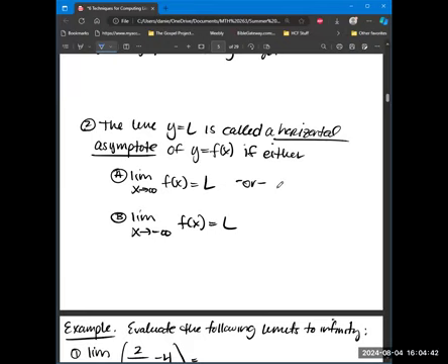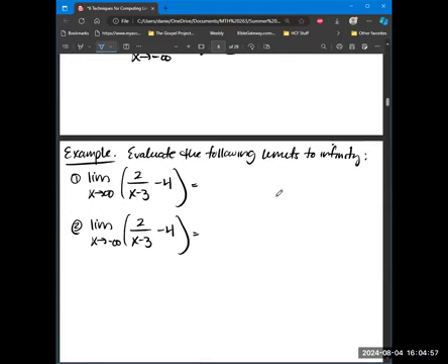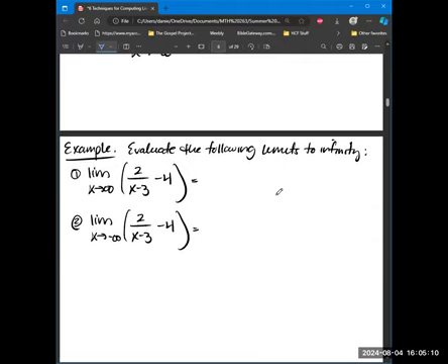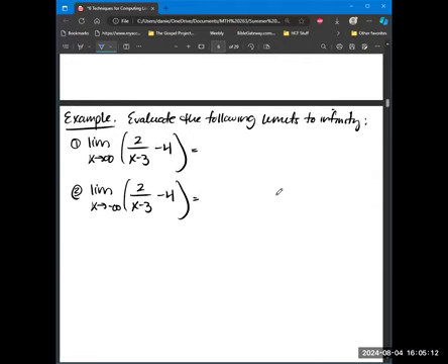So the line y equals L is called a horizontal asymptote of y equals f of x if either the limit of f of x as x approaches infinity is equal to L, or the limit of f of x as x approaches negative infinity is equal to L. You may get different asymptotes to the right and to the left, but if you have a horizontal asymptote on one side, you have to have a horizontal asymptote or no asymptote on the other side. You can't have a horizontal asymptote on one side and an oblique or slant asymptote on the other side. That can't happen.